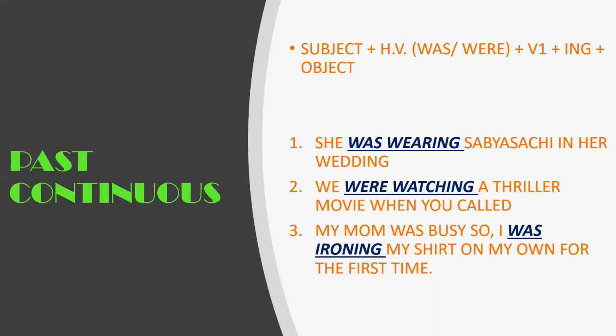We were. We is plural. So we will not use was here. We use were. We were watching a thriller movie when you called. That's why we couldn't answer it. My mom was busy, so I was ironing my shirt on my own for the first time.